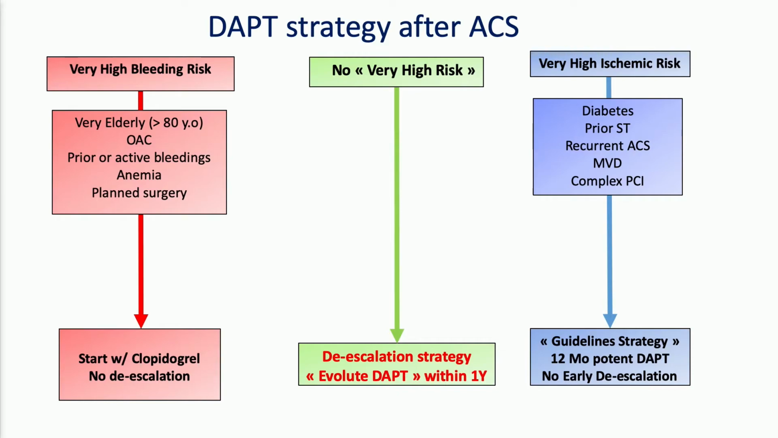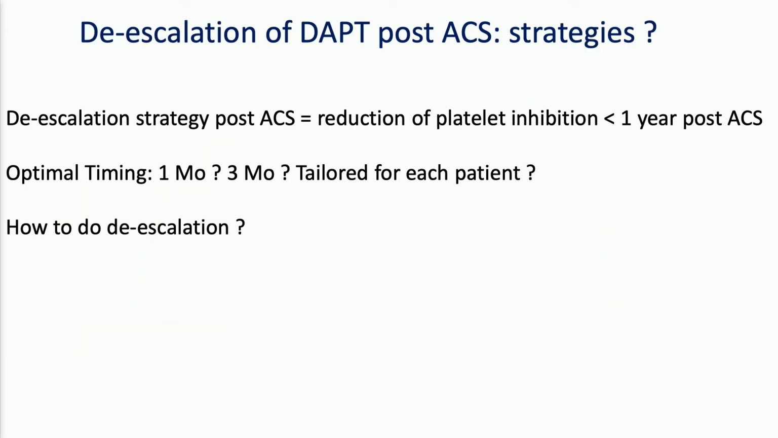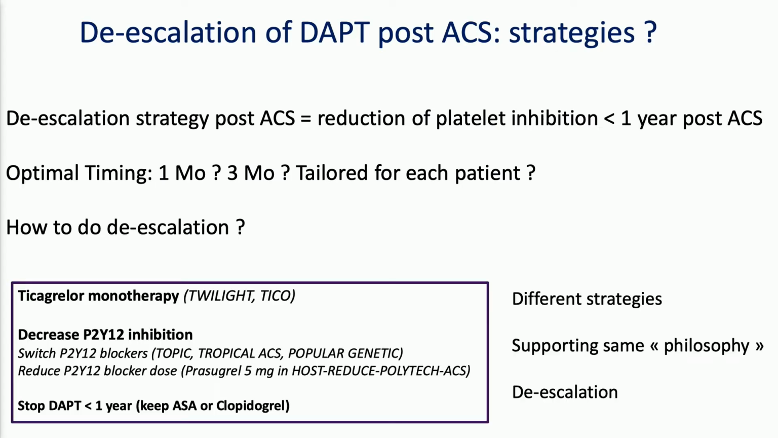But in the middle, we will have a significant proportion of patients who will be good candidates for the de-escalation strategy, meaning not keeping the same DAPT for 1 year. And of course, on top of that, we will have some patients with side effects. So for the de-escalation strategy after ACS, the concept is the same: to reduce the platelet inhibition during the first year after ACS to reduce the risk of bleeding complication. The question is about the optimal timing, 1 month, 3 months, or tailored, and how to do the de-escalation during the first year after ACS.